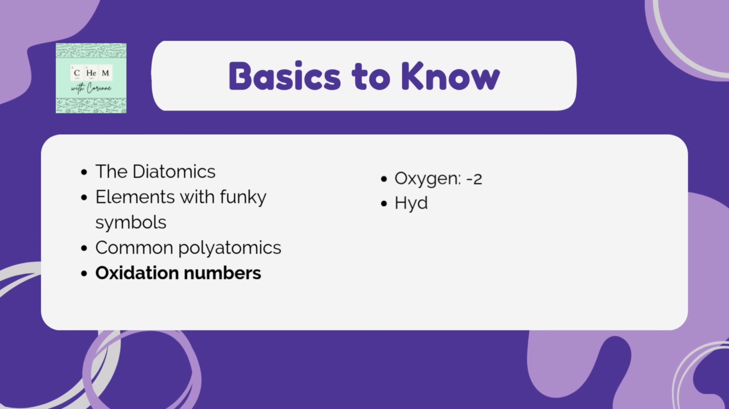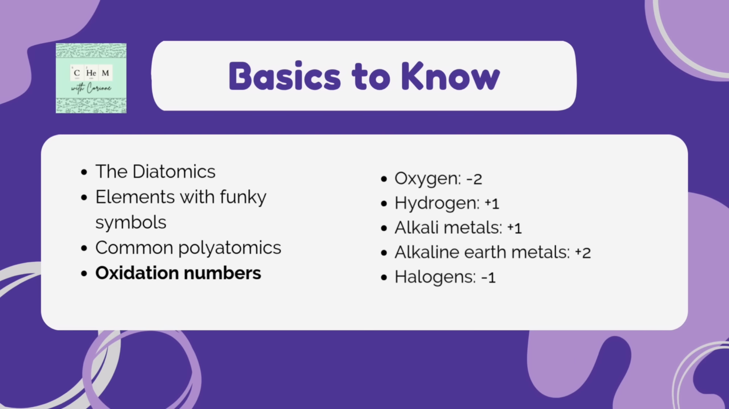Another thing that's useful to know are the oxidation numbers. Some of these you are so used to because you've seen them over and over and over again, but it is helpful just to have these in the back of your mind. Oxygen is always -2, hydrogen is typically +1, alkali metals in that first column are +1, alkaline earth metals are +2, and then the second to last column where we find the halogens, those are -1. So those are just some of the basics that are going to be helpful as you sit down to take this exam.